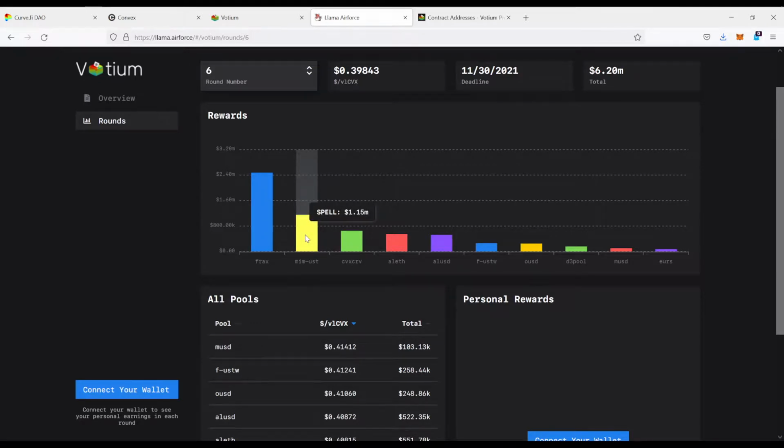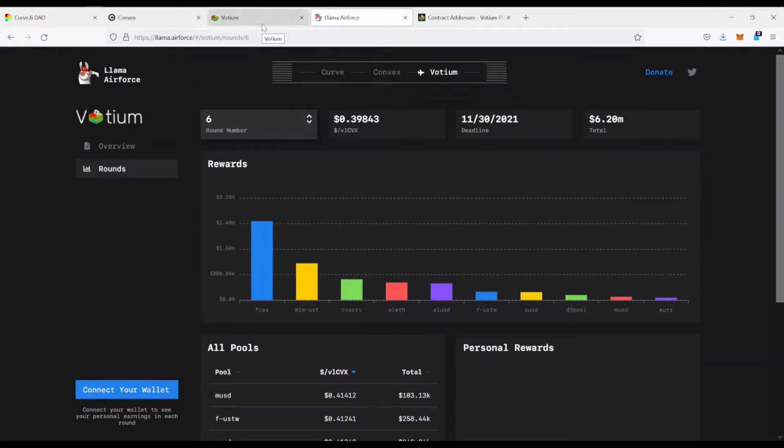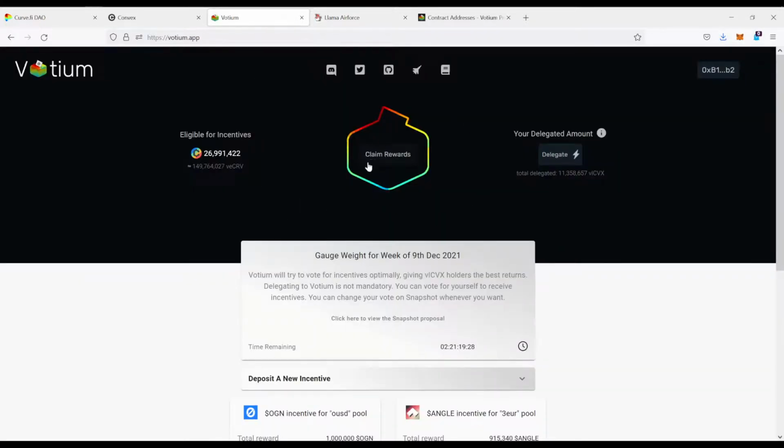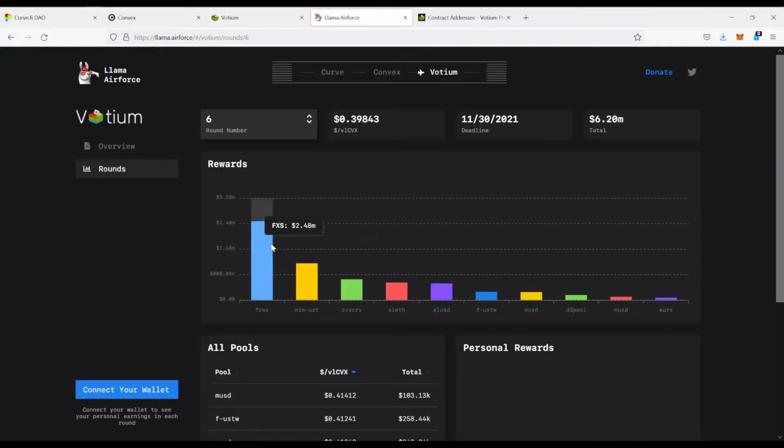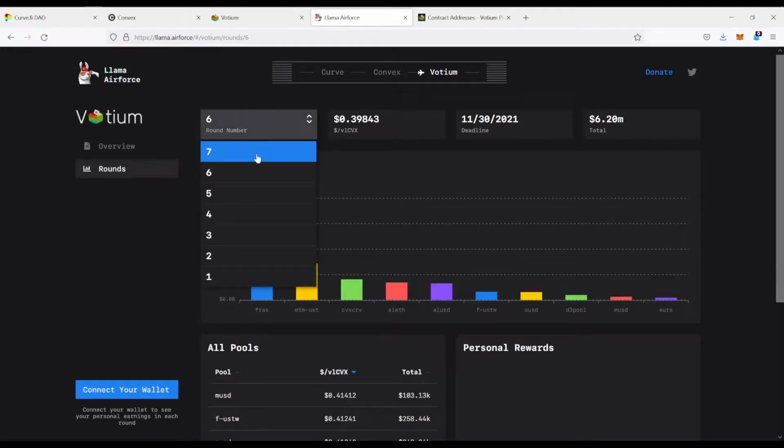Makes sense. So the whole deal is basically that you delegate your voting power to Votium. They do the whole voting process for you. And then you can claim your rewards. And those rewards are usually paid in the native tokens of those protocols. So for example, Frax will offer 2.48 million in Frax tokens. That's what they offered in the last round.